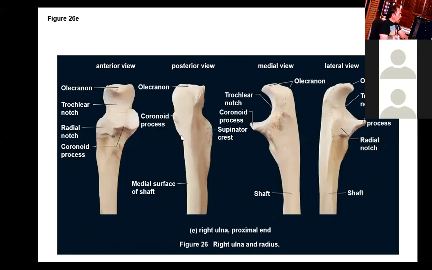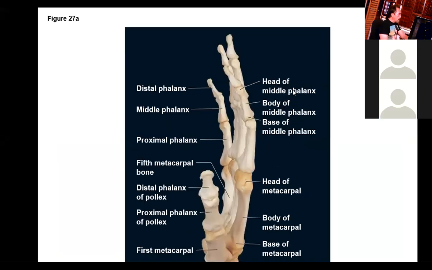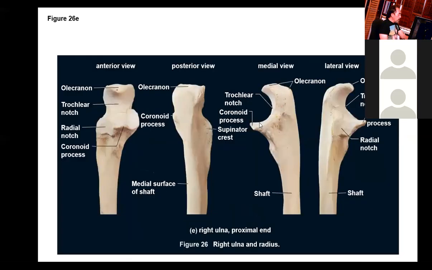Moving forward, this is what the ulna looks like. It looks like a monkey wrench. The top process is called the olecranon, okay? And the bottom process is called the coronoid process. Olecranon and coronoid, okay? And this is going to be the trochlear notch, the one that articulates with the trochlea of the humerus.